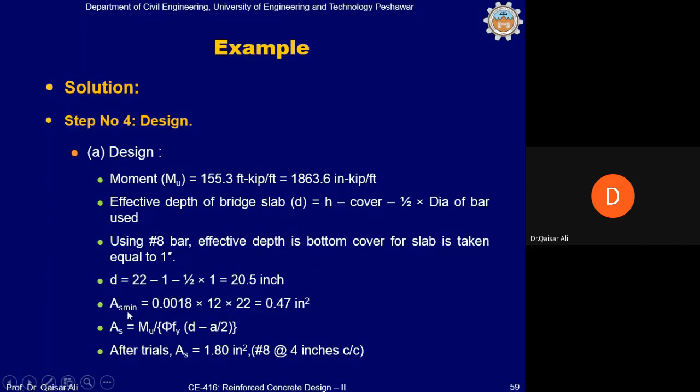As minimum, we know that it should be 0.0018 into Ag. A gross means 12, which is the unit width, and 22 is the depth of the bridge. So this gives us 0.47 square inch. Our reinforcement shall not be less than this.